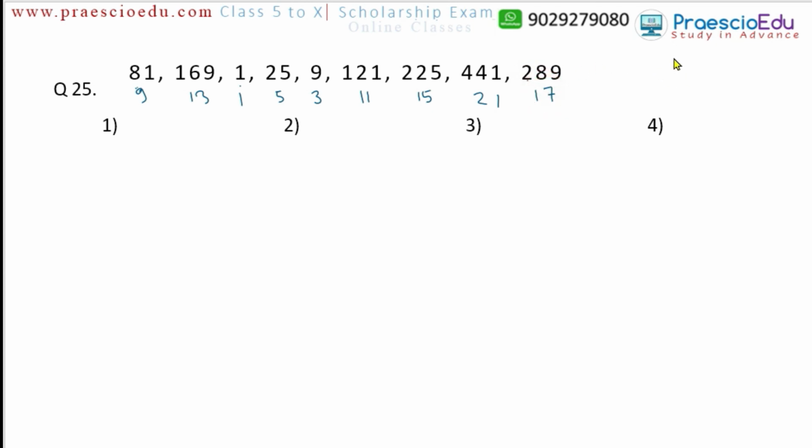Please read and remember square numbers up to 25, or we can say up to 30. Okay, so coming to the question, how many numbers are the squares of prime numbers? Okay, so these numbers we got. Out of these, which are the prime numbers? So 13 is a prime number, 5, then 3, 11, then 17. So 1, 2, 3, 4 and 5. So 5 numbers we got, and 5 is mentioned in option number 4. So this is the correct one.